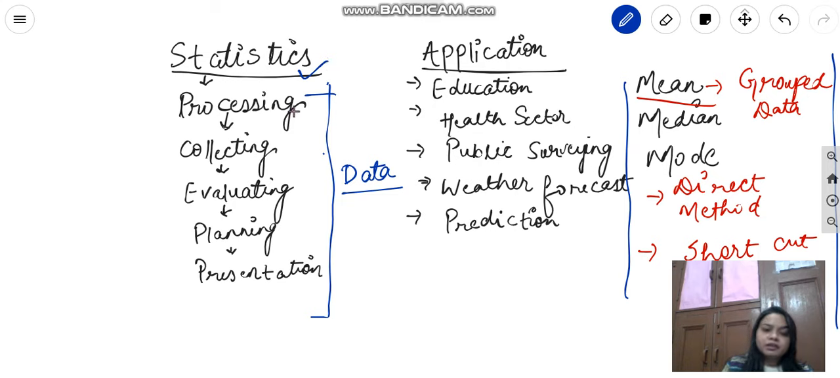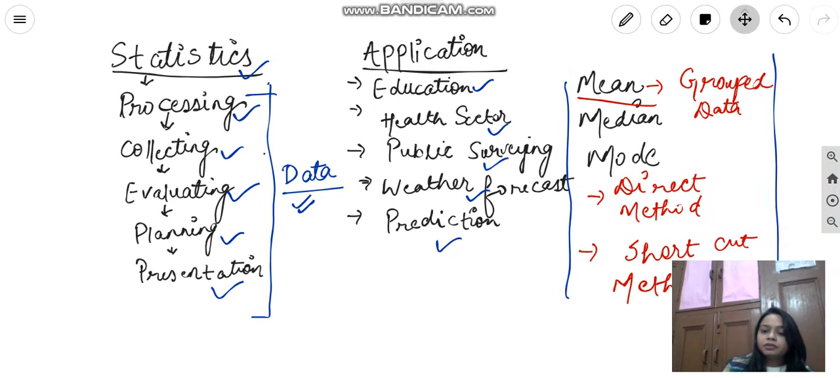So statistics is a branch of mathematics that deals with collecting, processing, evaluating, planning and presentation of the data. Before going into the detail of the topic, let me discuss a few applications or fields where we can use the concept of statistics. There are numerous fields such as the education department, health sector, public surveying, forecasting of the weather, and making predictions such as predicting a disease, etc.